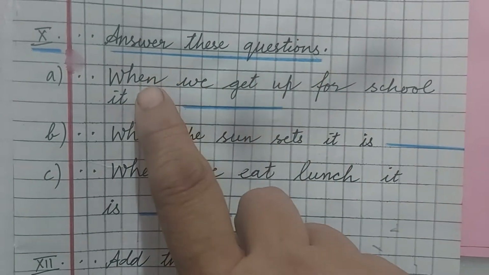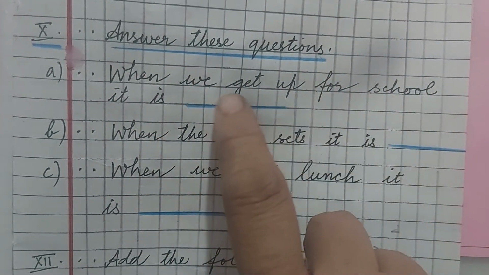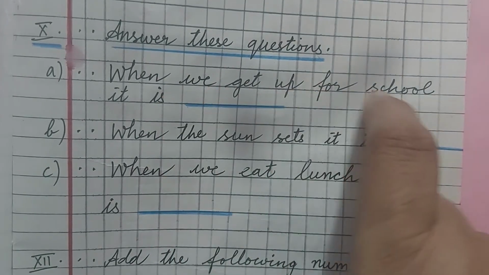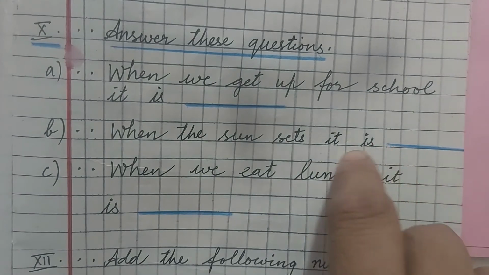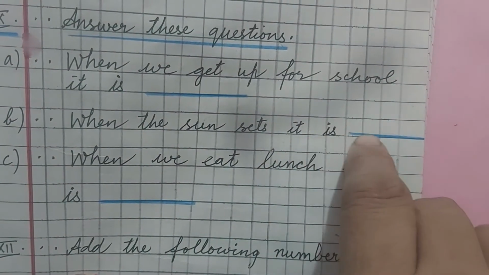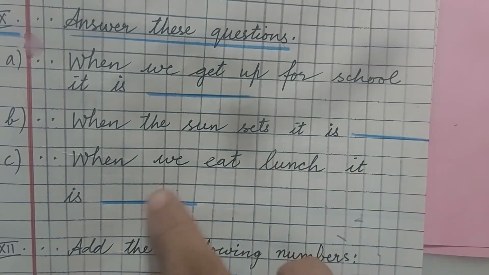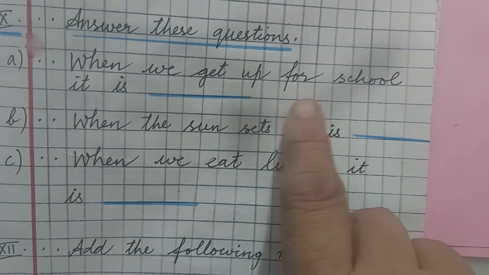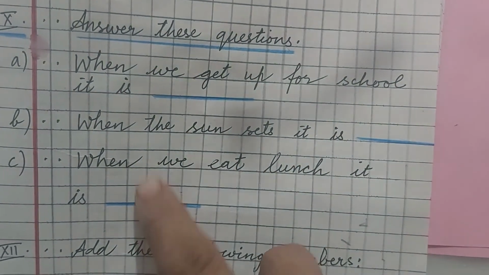Answer the questions. When we get up for school, it is morning. When the sun sets, it is evening. When the sun sets, what time is it? Evening. When we eat lunch, it is afternoon. You have to learn the spellings also. Morning, then evening and afternoon.